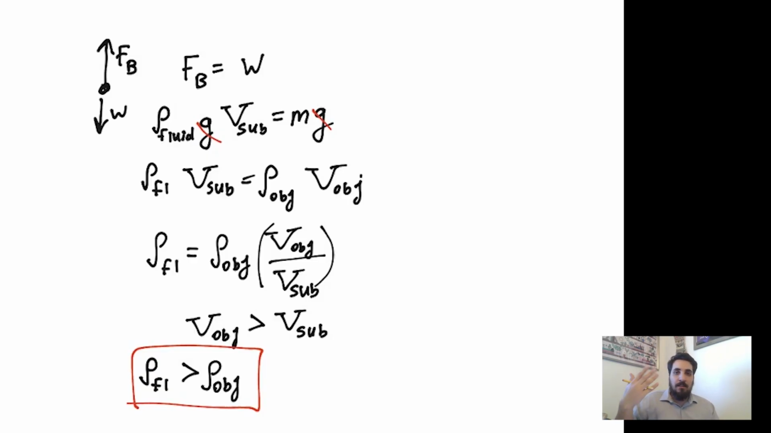Well, what if it sinks? If our object is sinking, that just means the density of the object is larger than the density of the fluid.